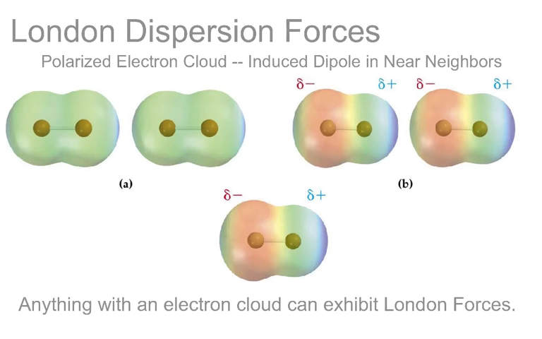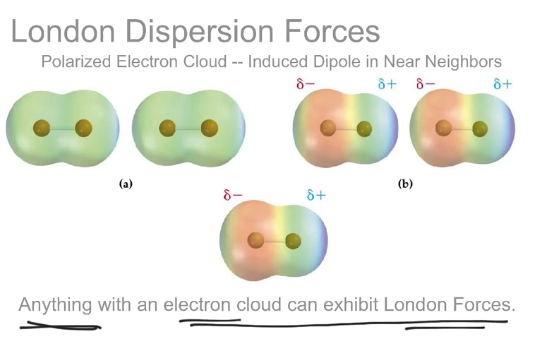Now in London dispersion forces, it's a different situation. Anything here with an electron cloud is going to do London dispersion forces. But if we're talking about a nonpolar molecule, then the only thing it has to attract each other is London dispersion forces. For example, something like argon or neon, something that's a nice single atom, nonpolar because it's only one atom, then the only thing it has to attract each other is London dispersion forces.